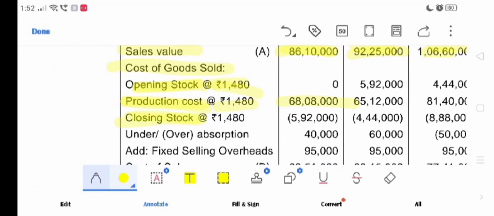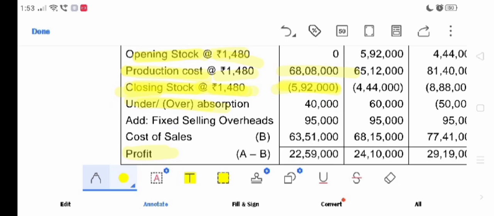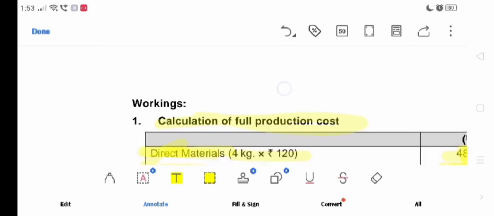And closing stock, how many units of closing stock? I already told you, 4600 minus 4200, which comes to 400, which is 400 units at the rate of 1480, which comes to 5 lakh 92,000, which we have to subtract, okay? Opening plus production minus closing, right? So we have to deduct it. Then there is something called under or over absorption. Now it's time to explain it, but before that we are going to see the basic calculation of closing stock.